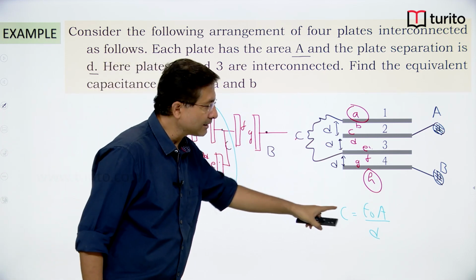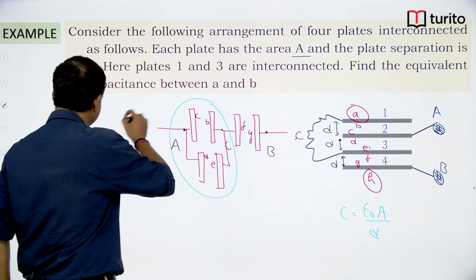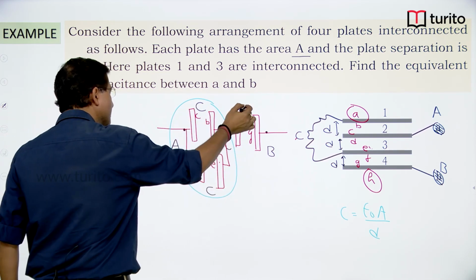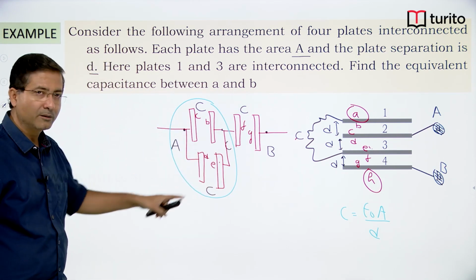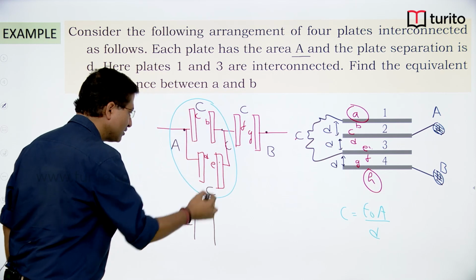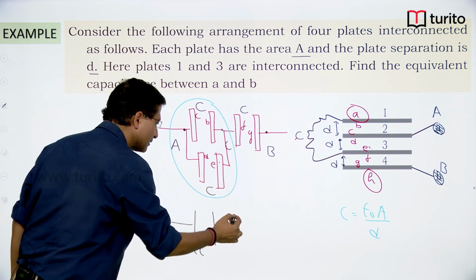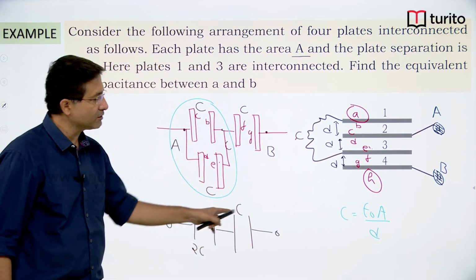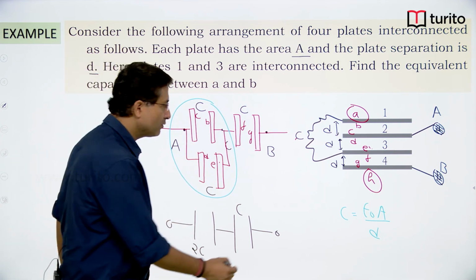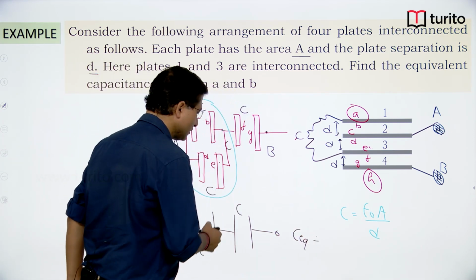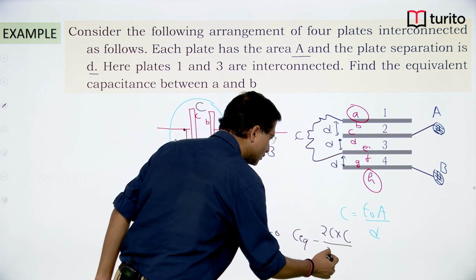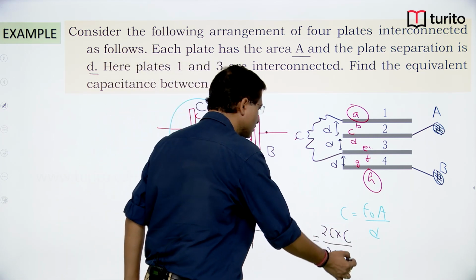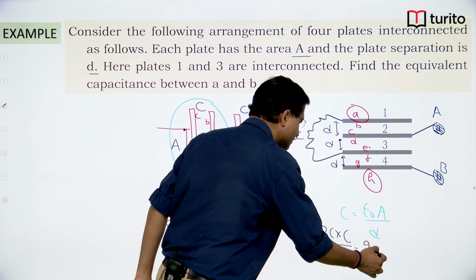Let us for time being write that as C. So, this capacitance is C, C, C. So, these two are in parallel, add these two you will get 2C over here and then C here, and these two are connected in series, C1 C2 upon C1 plus C2. So, C equivalent will be 2C into C divided by 2C plus C, that we are getting 2C by 3.